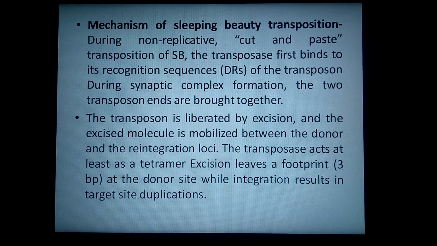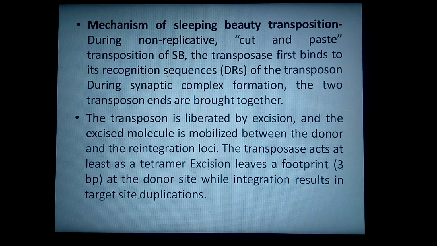During non-replicative cut-and-paste transposition, the SB transposase first binds to its recognition sequence, that is the DR, of the transposon during synaptic complex formation. First, it forms a synaptic complex. Then, the two transposon ends are brought together. The transposon is liberated by excision and the excised molecule is mobilized between the donor and the reintegration loci. The transposase acts at least as a tetramer.